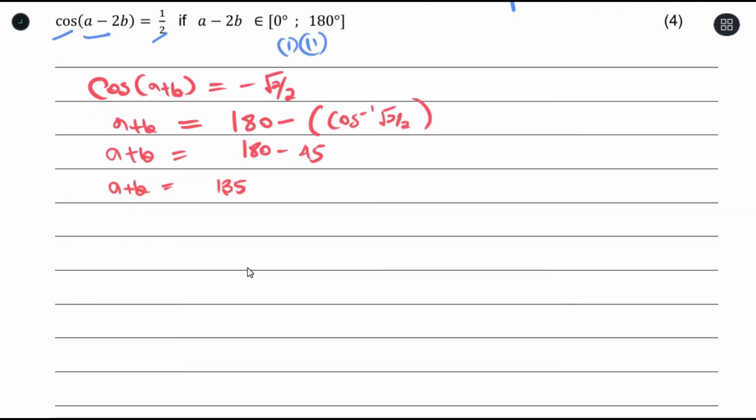Now we do the same thing for cos A minus 2B, right? So we have this as cos A minus 2B. Now this here is equal to 1 over 2, right? So we understand that A minus 2B. So this here will be the inverse of cos, which is 1 over 2.